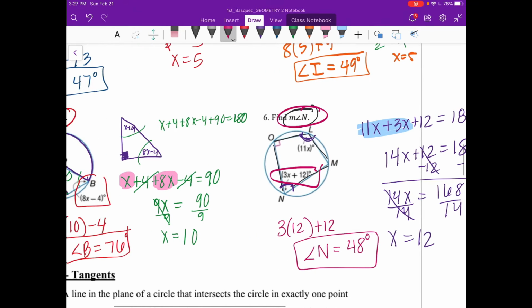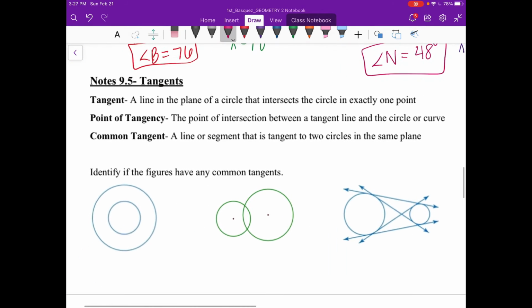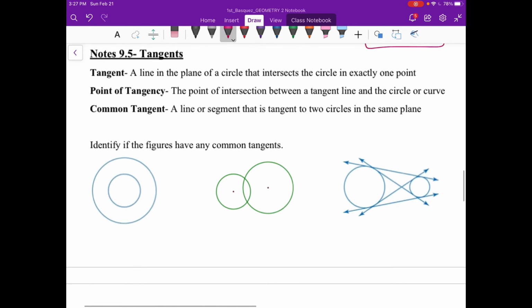So now we're going to also do section 9.5, which is all about tangents. And the definition of a tangent, it's a line in the plane of a circle that intersects the circle in exactly one point. So a tangent line is going to touch the circle only once, okay? The point of tangency is the point between the tangent line and the circle. And then a common tangent is going to be a line or segment that is going to touch 2 circles on one plane. So we're all talking about one plane here.